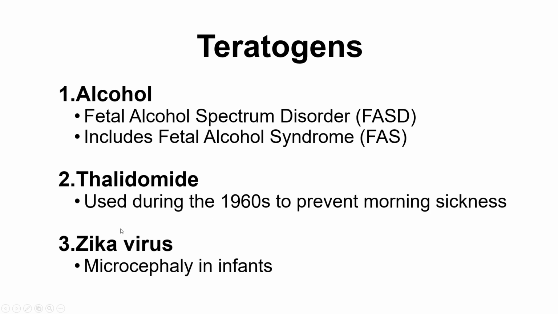We talk about three major types of teratogens. These are the ones that we see talked about in most textbooks. Alcohol is a major one. So you've probably seen, if you've ever been in a bar, there are always posters that say, caution during pregnancy, don't drink alcohol while pregnant, all sorts of posters everywhere. And this is because of fetal alcohol spectrum disorder, or FASD. And this also includes the more extreme version, which is fetal alcohol syndrome, or FAS.